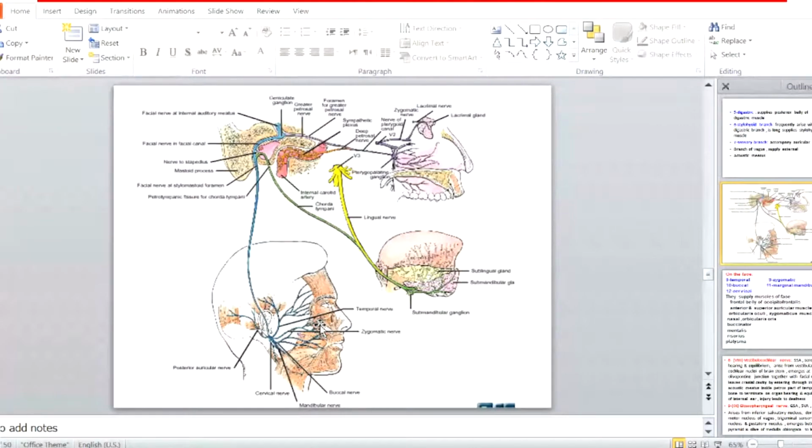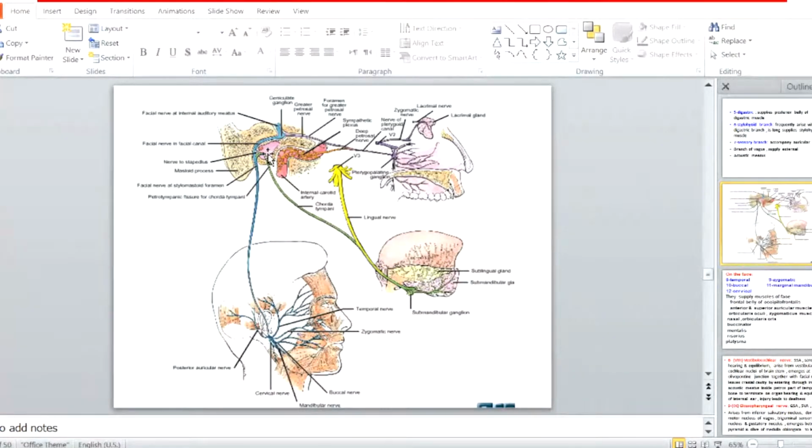This is what we call facial palsy. It occurs sometimes due to severe otitis media, as a complication of infection of the middle ear cavity. When there is facial palsy, the angle of the mouth will be pulled to the unaffected side.